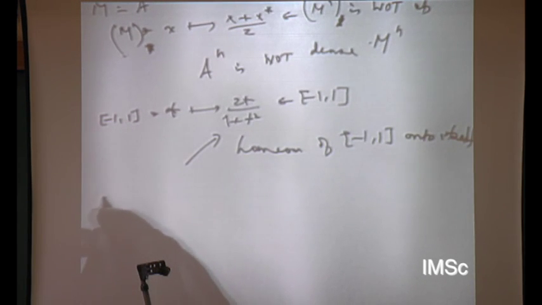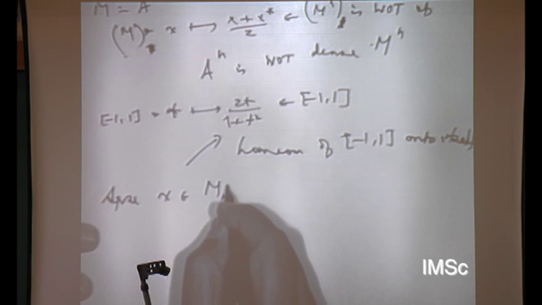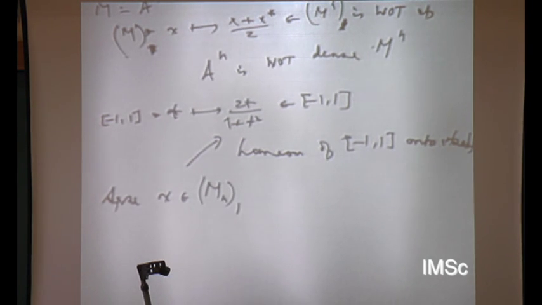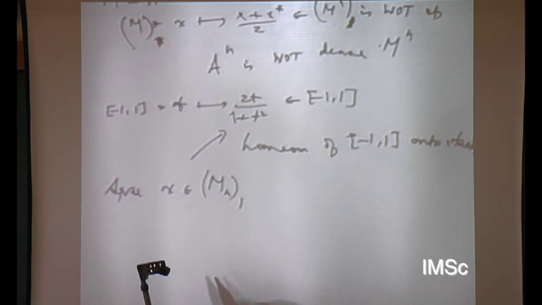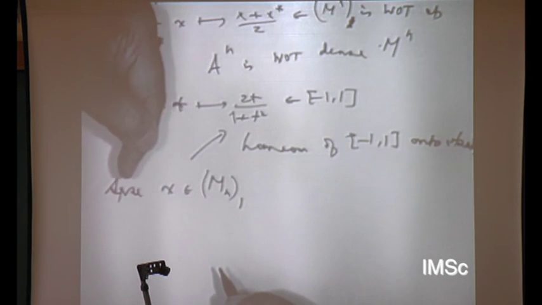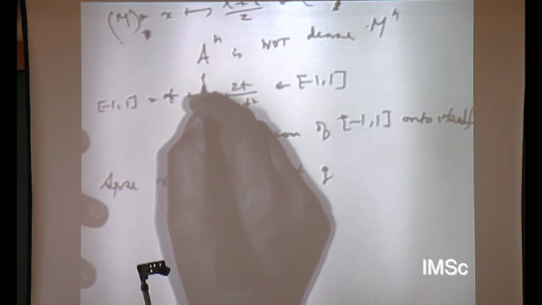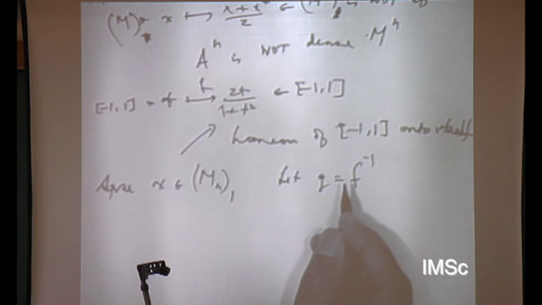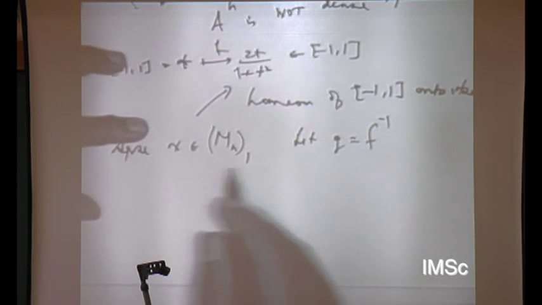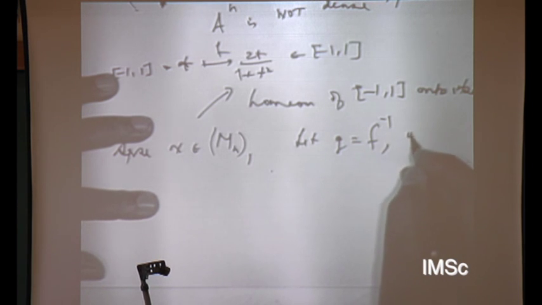So let us start with, suppose x is in MH1. So this will have an inverse mapping, right? I can apply that inverse mapping to x. So let us write little g equal to, so we call this f, little g equal to f inverse, from minus 1 to 1. The same range and domain. So then, let's put y equal to g of x.